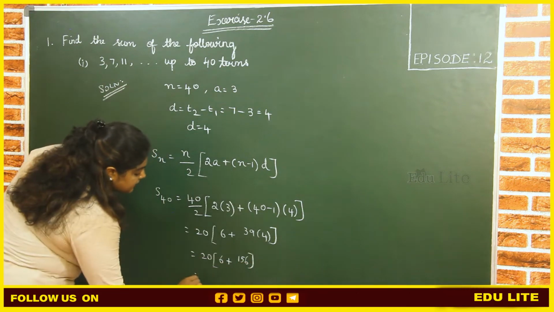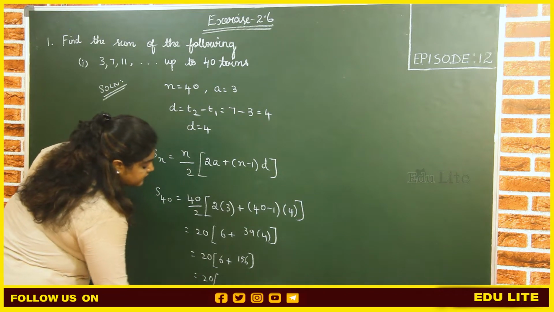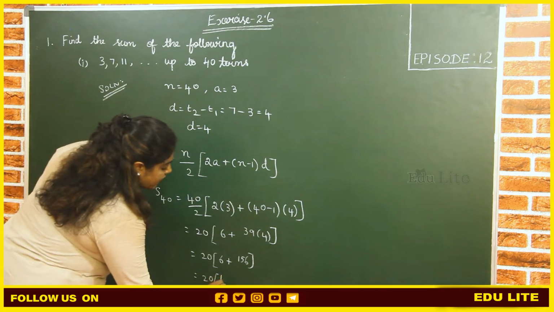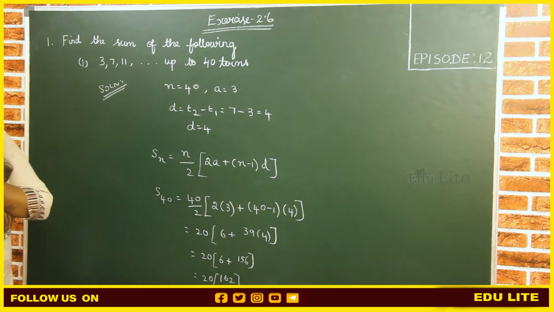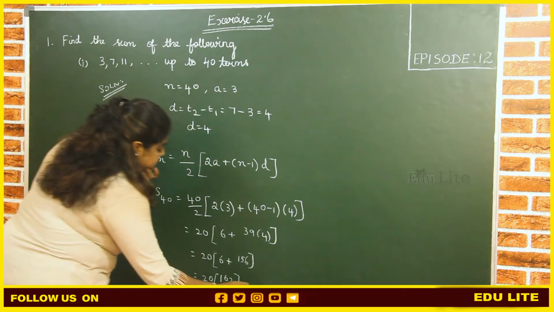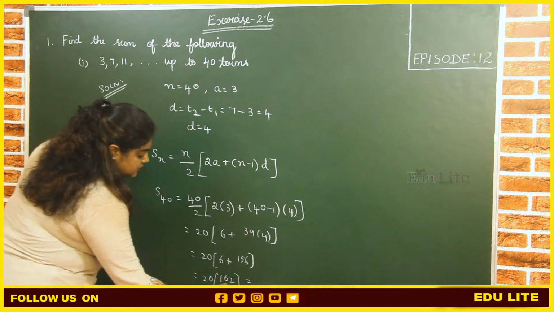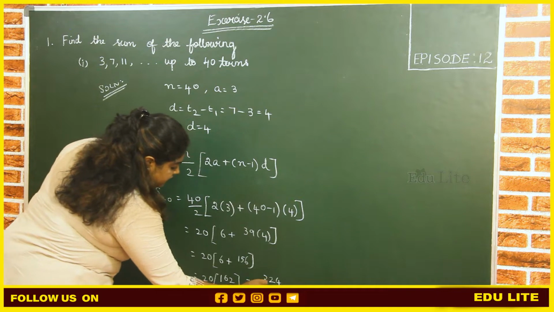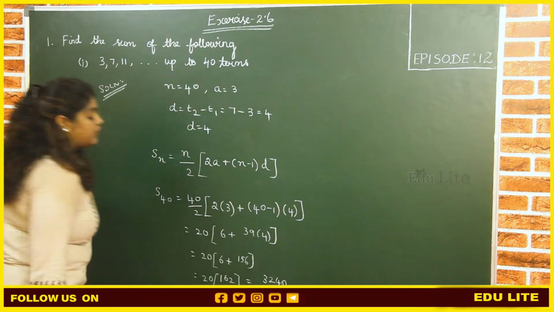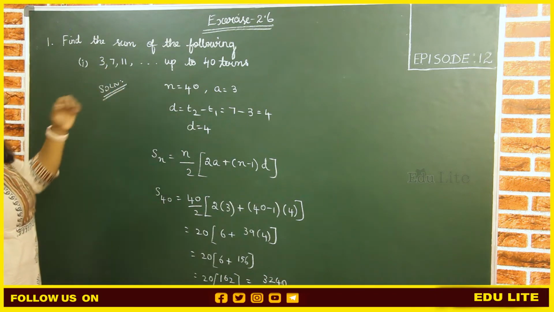So 20 into 6 plus 39 into 4. 39 into 4 is 156. So 20 into 156 plus 6, it is 162. Therefore 162 into 20, which is 3240. So 3240 is the sum of the following sequence.